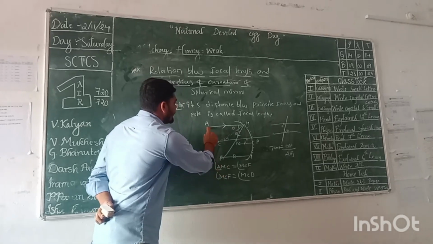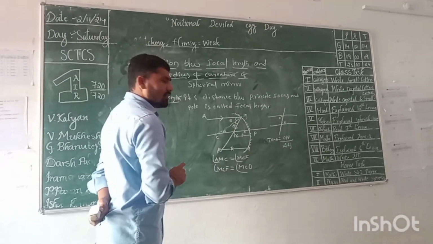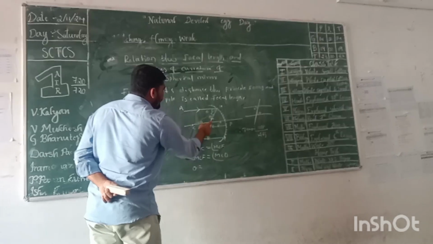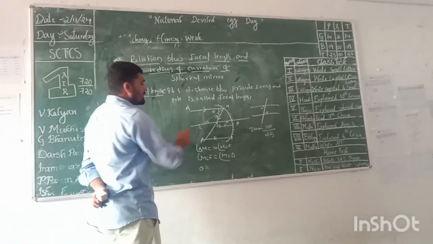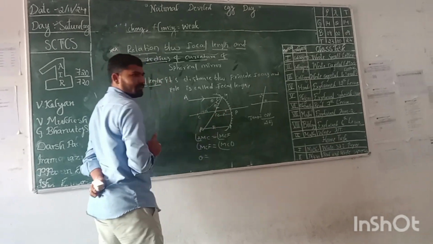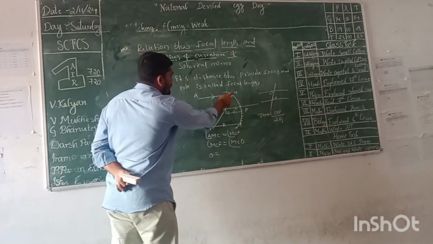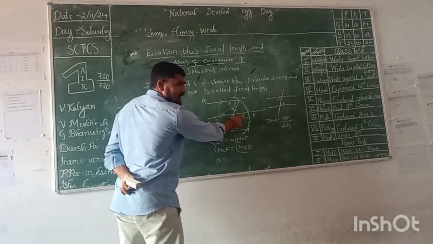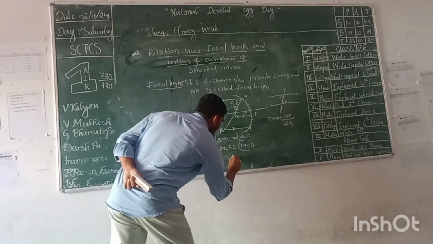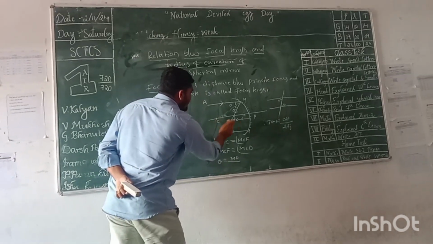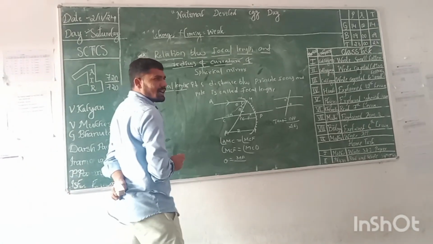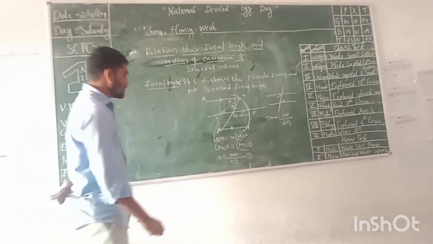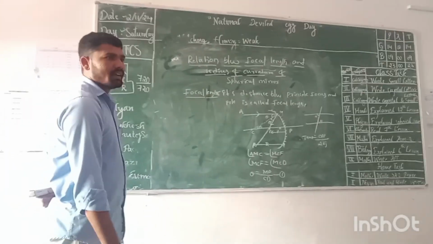The angle is theta. In triangle MCD, the adjacent is CD and the opposite is MD. So tan theta is equal to MD by CD. This is equation 1. Next, equation 2.